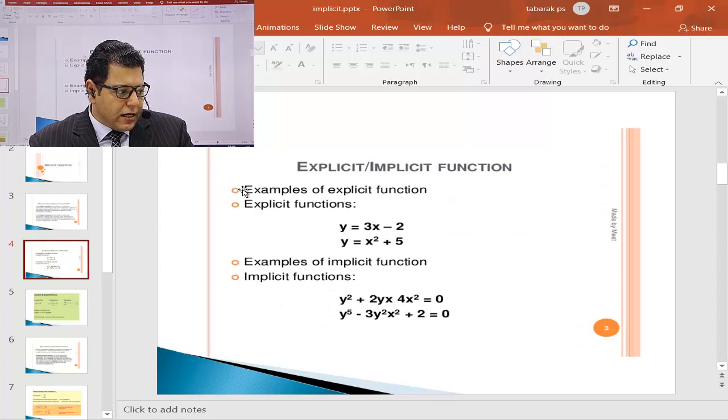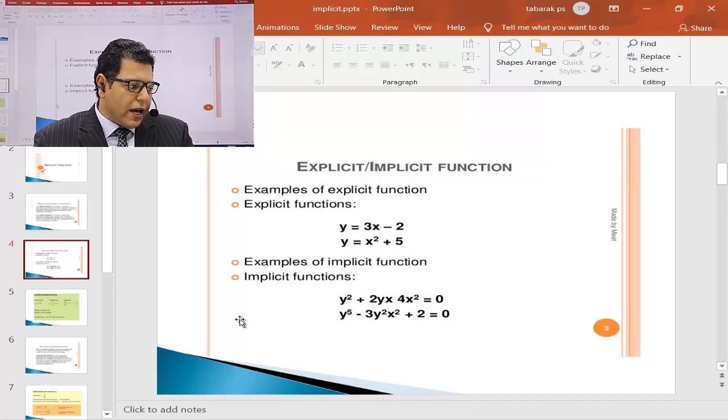For examples of an explicit function, here I have y equals 3x minus 2, so y in terms of x. Also in the second one, y equals x squared plus 5, so also y in terms of x. Okay, teacher, show us examples of an implicit function.